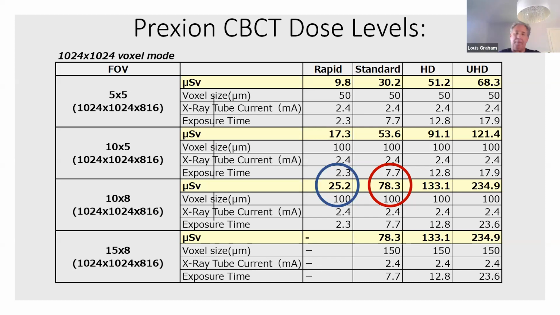So that thing is whipping around their head in 2.3 seconds, and in a standard, it's 7.7 seconds. I've never done an ultra high D. I have no idea why you do that for 23 seconds. It's like putting your head in a Susie oven, or whatever those things used to be called. But I just want to show you the radiation is so low in comparison with a digital pan or an FMX.